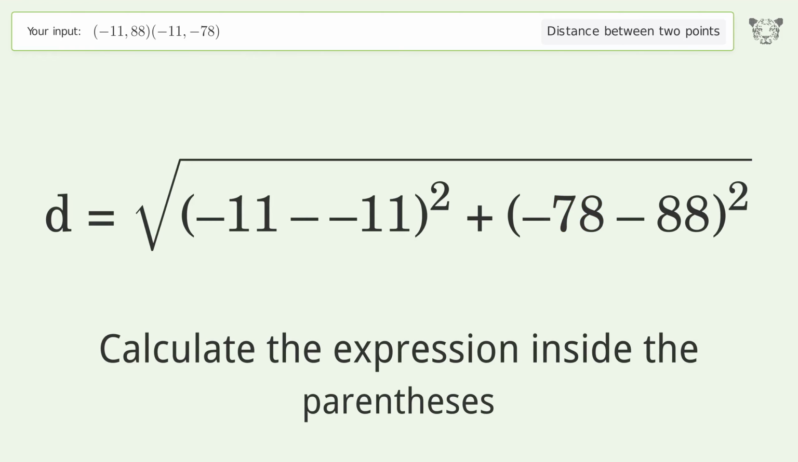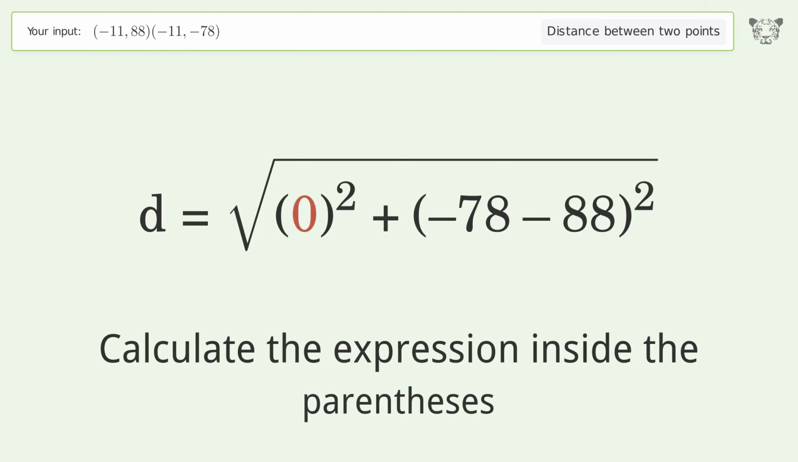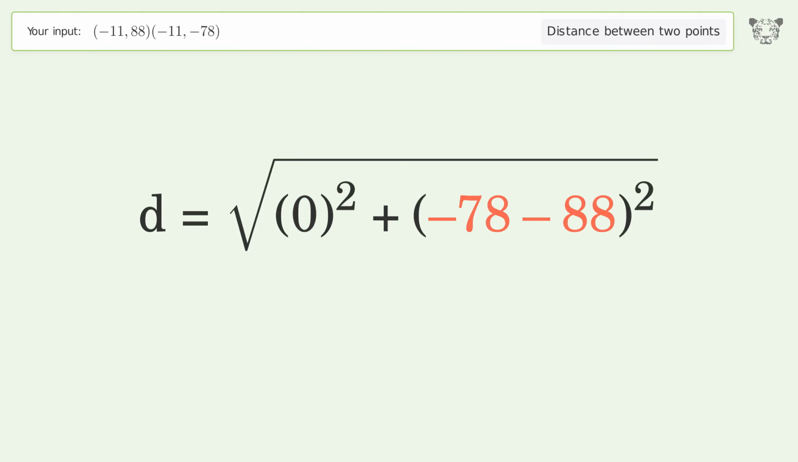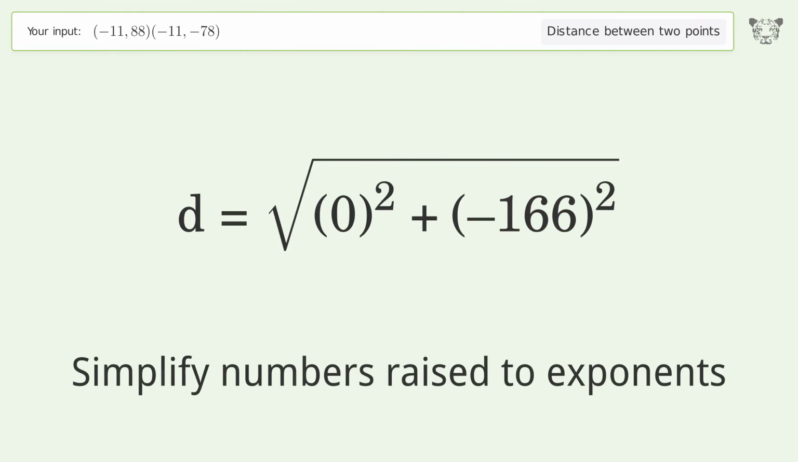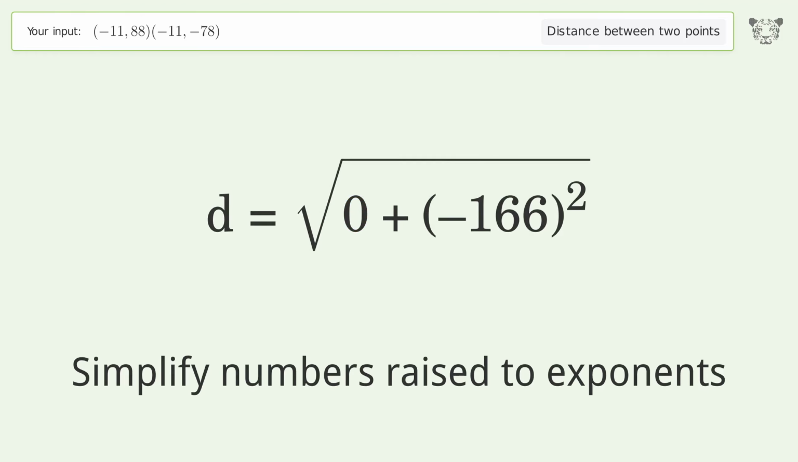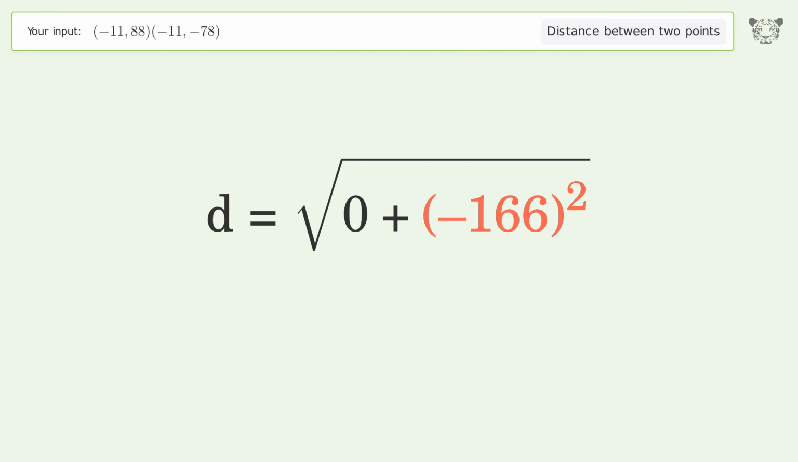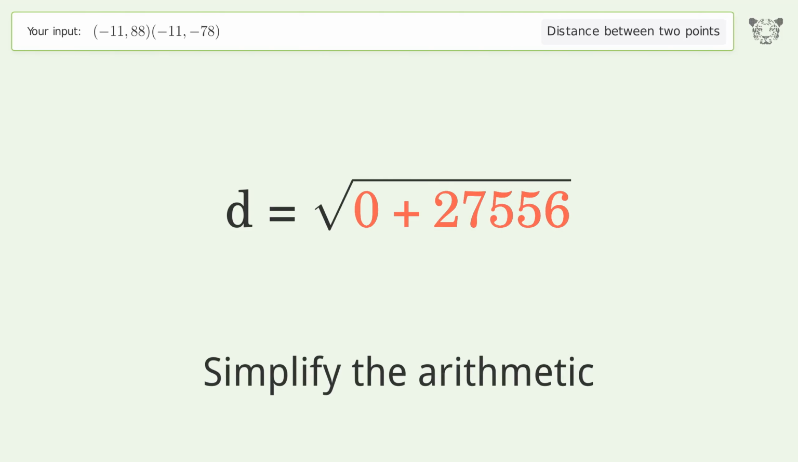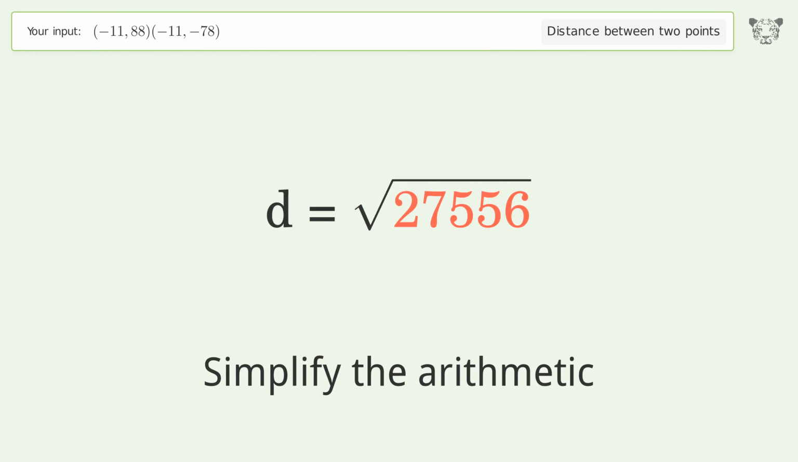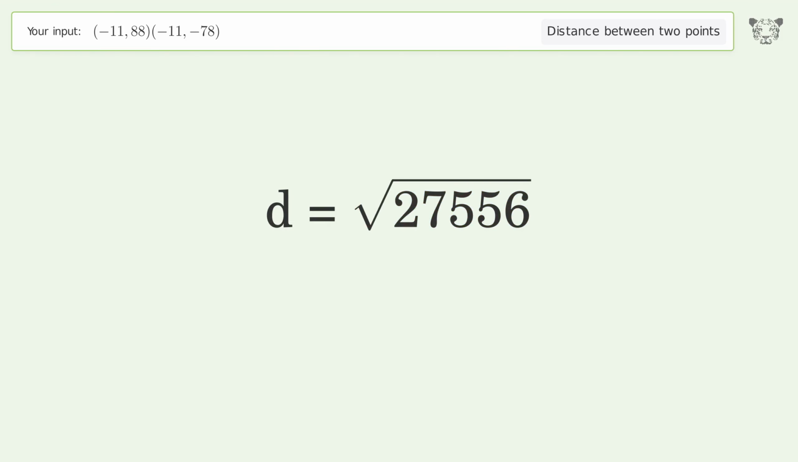Calculate the expression inside the parentheses. Simplify numbers raised to exponents. Simplify the arithmetic. And so the distance between the 2 points is the square root of 27,556, or 166.